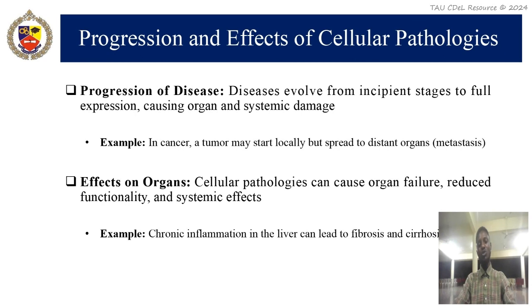Here we are going to be talking about how diseases progress from the incipient stages to full expression, which causes organ and systemic damage. We'll also be looking at the effect on organs, that is, cellular pathologies which can cause organ failure, reduced functionality, and systemic effects. Example, chronic inflammation in the liver, which can lead to fibrosis and cirrhosis.